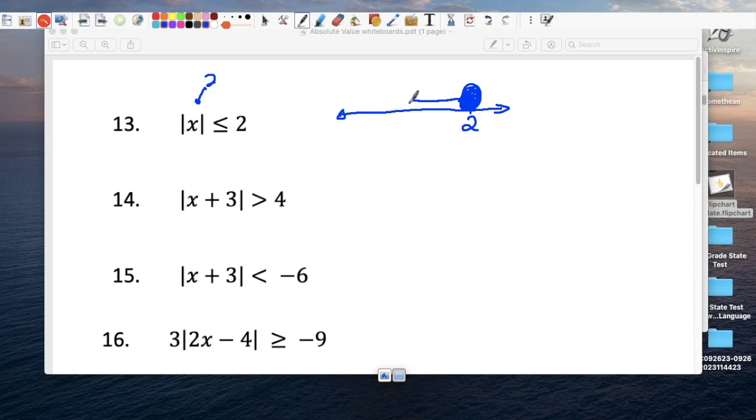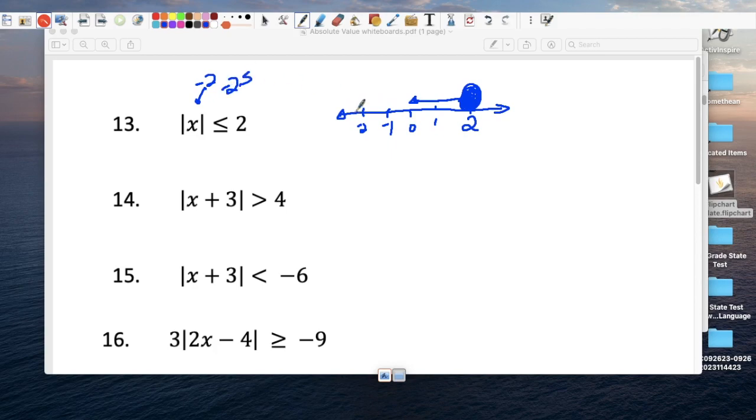But can I just aim it this way and say, hey, every value that is less than 2 will work here? Well, let's see if that's true. 1 works, 0 works, -1 works, -2. If you plug in -2, the absolute value of -2 is 2. Is that less or equal to 2? Yes.